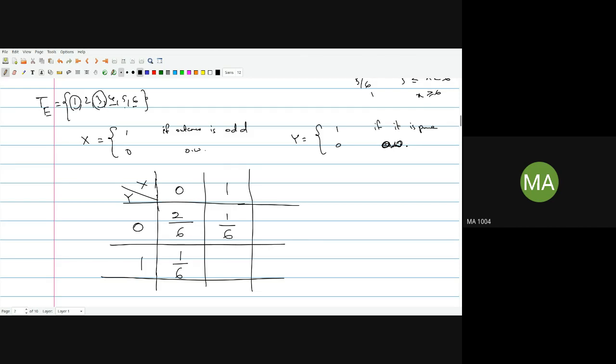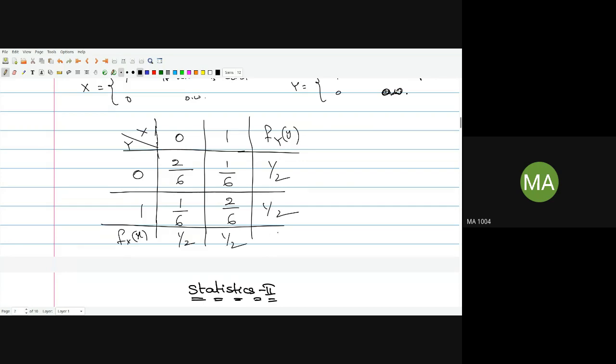So the remaining cases, odd and prime, 3 and 5, 2 by 6. So this is the joint table. So you can write fy of y. Marginals also you can compute once you know the joint. So now I can compute. This is half, half. And this will be 1. So from here, you can compute expected value of xy and then variance of xy.